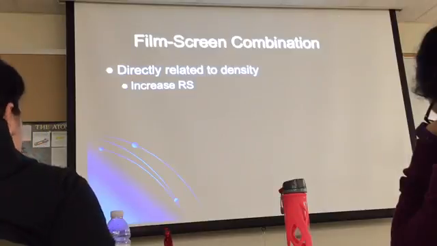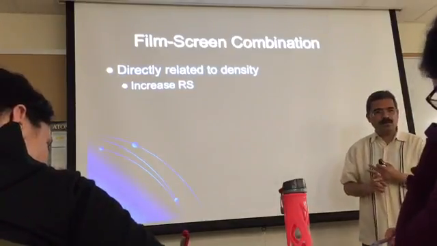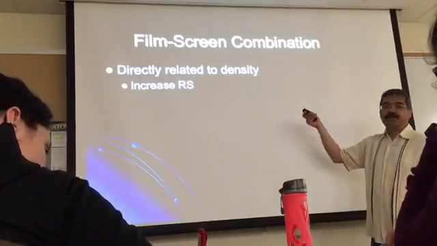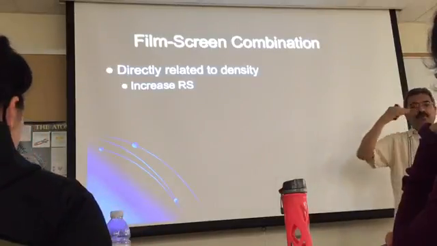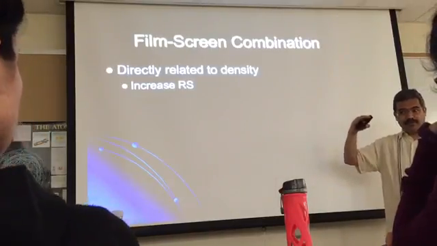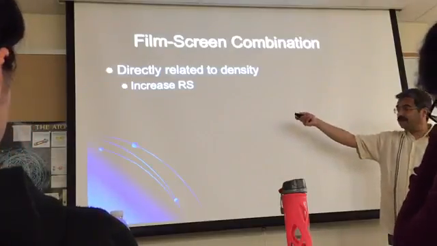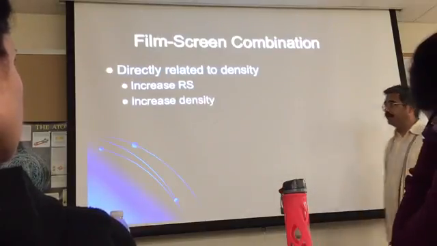So increase the relative speed of your film or screen, the system. If you increase the speed, the RS of the system, and the system includes what? Film and screen. If you increase either one, you're going to have an increase in density. So when you see a number going, for example, you have a system that is 200 and you're going to a 400. Okay, much faster, higher density. All right? Okay.